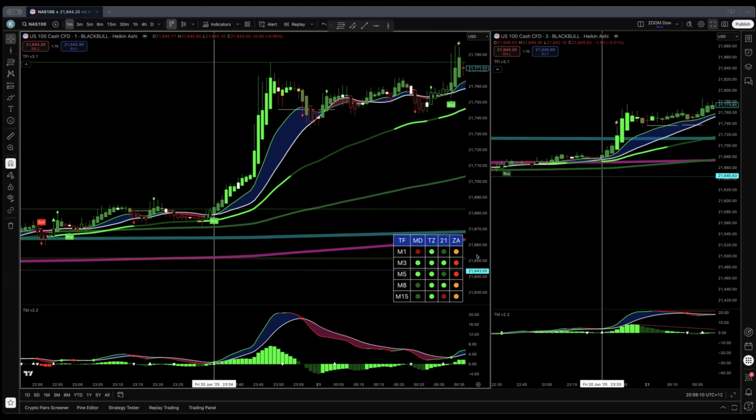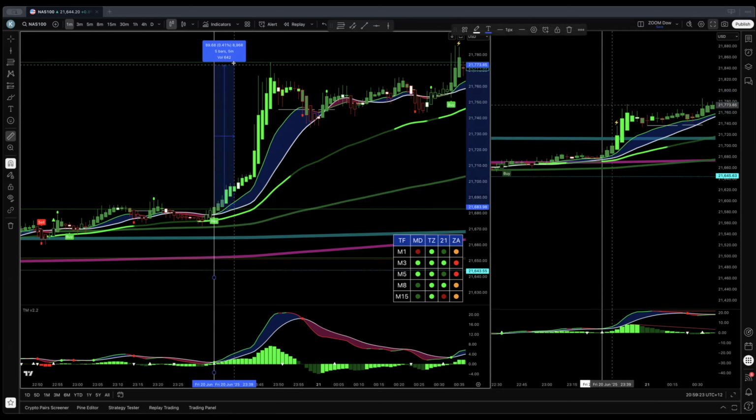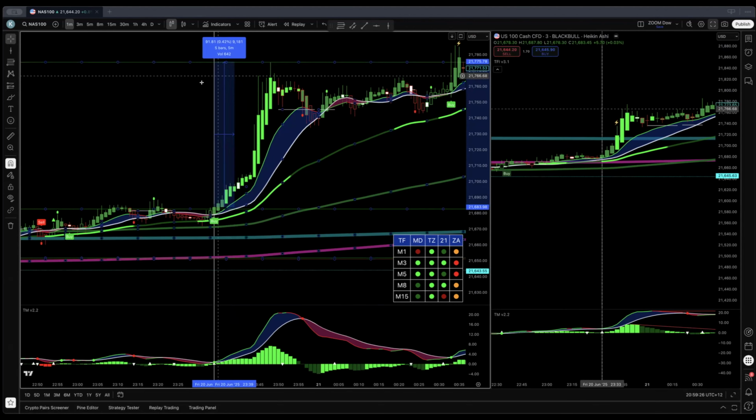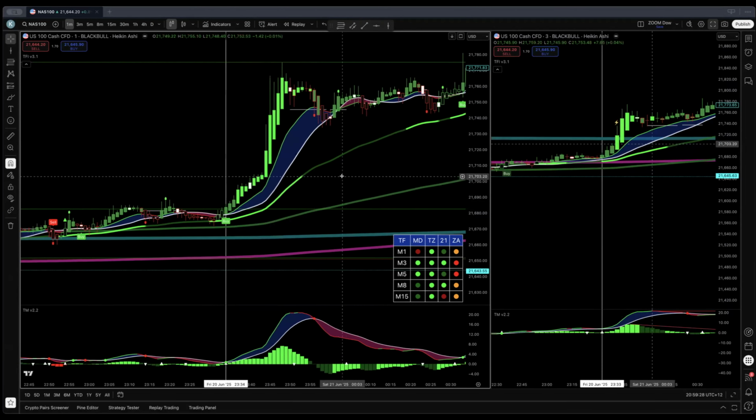Then we also look at space. Is there space? This is a great example. Let's look at this clear space. There were no moving averages in the way on the 1 minute. And so we can see price went up. How much was in this trade? 91 pips. We can see how price does respect.